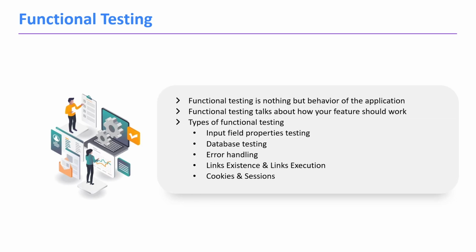So first is functional testing. So what is functional testing? Functional testing is nothing but the behavior of an application. Functional testing talks about how your feature should work, meaning testing the behavior of an application. It's called functional testing. So there are multiple types of functional testing.